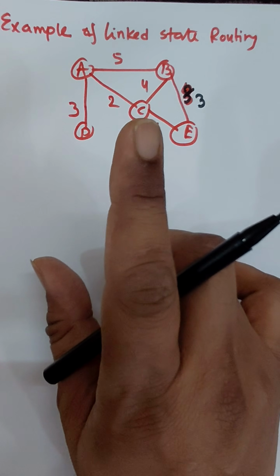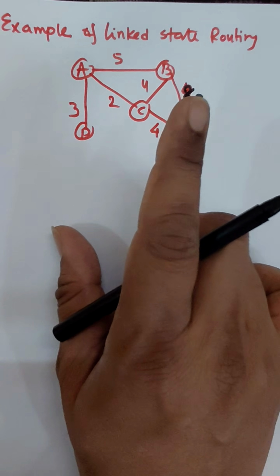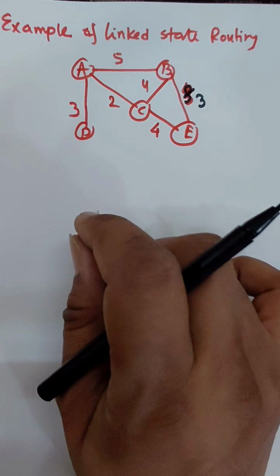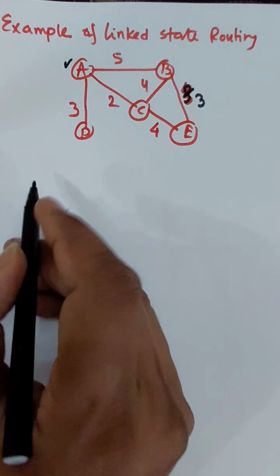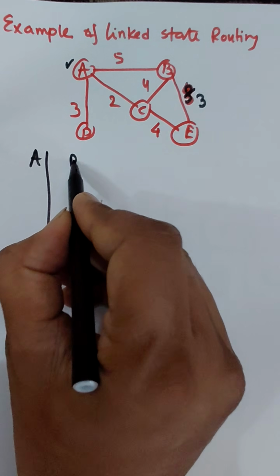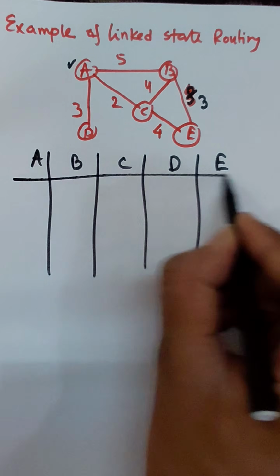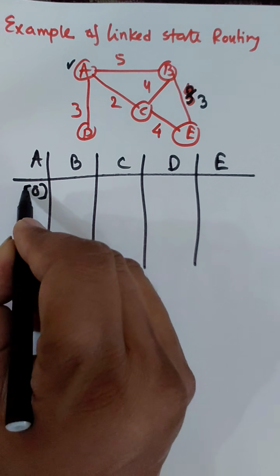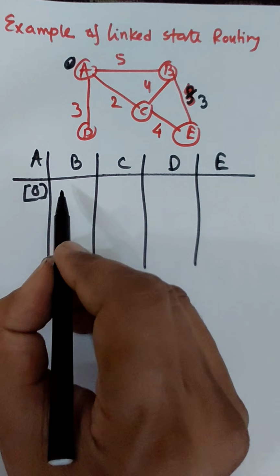Here I am considering the node A. Routing is based on Dijkstra's shortest path algorithm. Considering A, so this is A, B, E. These are the routers. Initially this is 0. This is permanent. It is 0 and it is permanent.